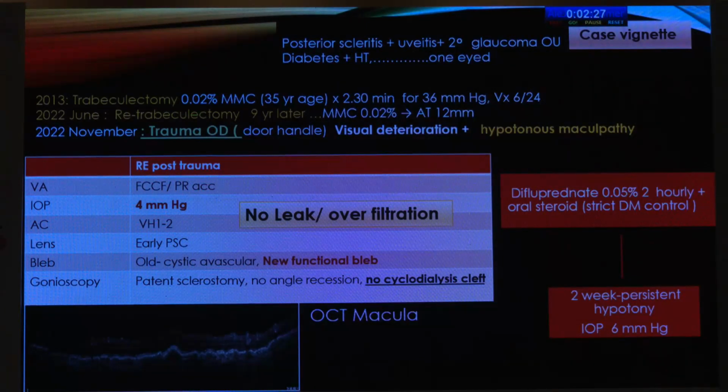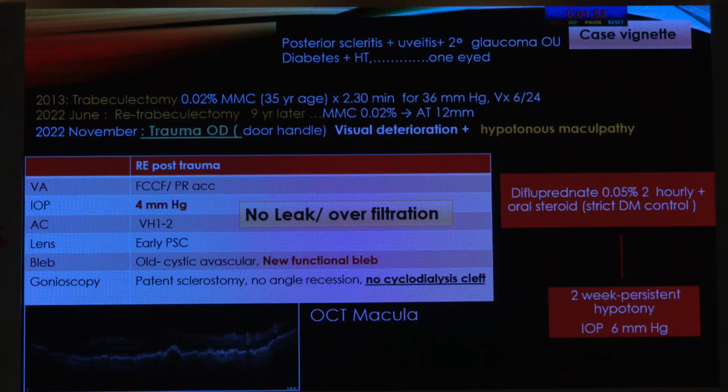So one case we had was a patient of posterior scleritis and uveitis, who already had a weak sclera. She was a one-eyed patient, came to us with diabetes, hypertension. So trabeculectomy was done in 2013. She recovered good vision. Then again it failed over 10 years. In 2022 we had a retrab, and after that she had a trauma with a door handle. She was bending down and the handle hit her, and she came to us with visual deterioration and hypotony maculopathy. There was no leak, no overfiltration, but the sclera was thin.